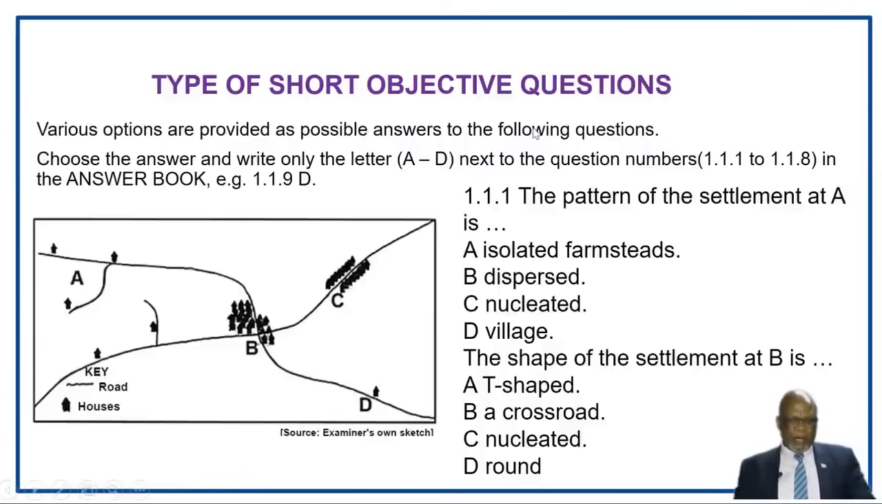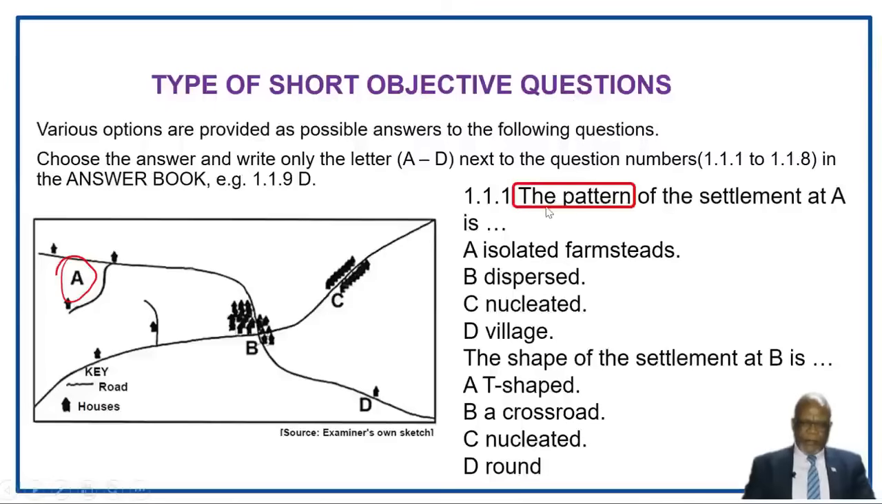Make sure that you understand your leading statement, because it's giving you an instruction, or actually it's giving you a clue, and then the question will give you instruction. Now, the first question says, the pattern of the settlement at A is. Now, where is the settlement? The settlement A. And then what is the question saying? It says the pattern. So you need to look at the pattern.